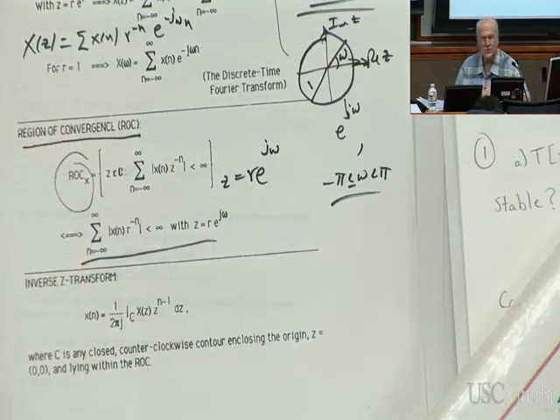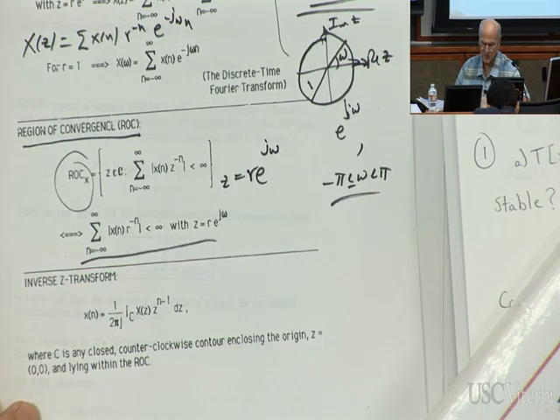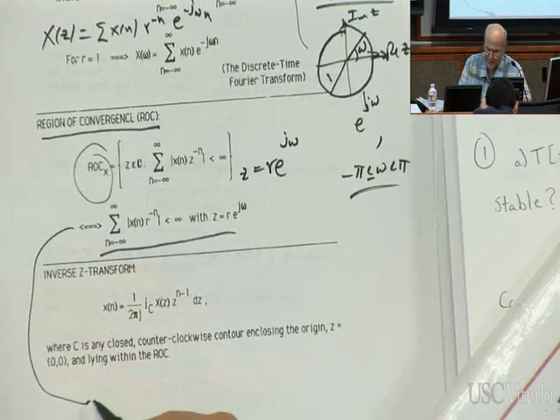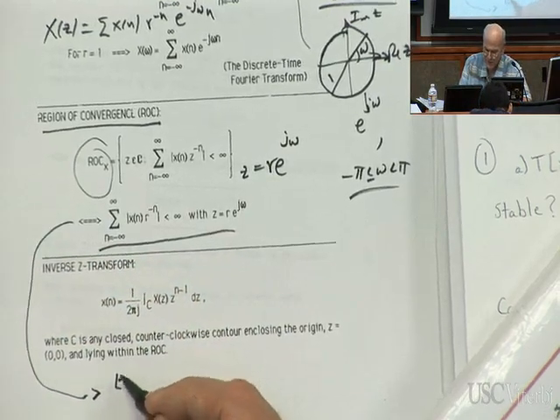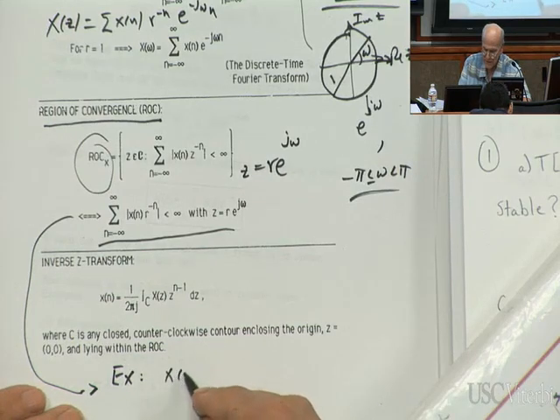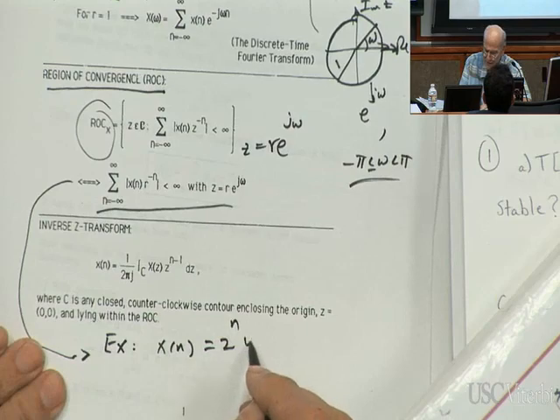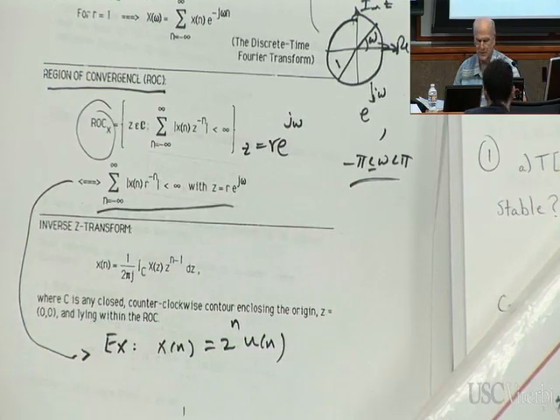And that kind of tells you something about the power of the z-transform. Let me take an example. I think you might have seen this example. In fact, we just had the example: x of n is equal to 2 to the n times u of n. Let's look at that example again.